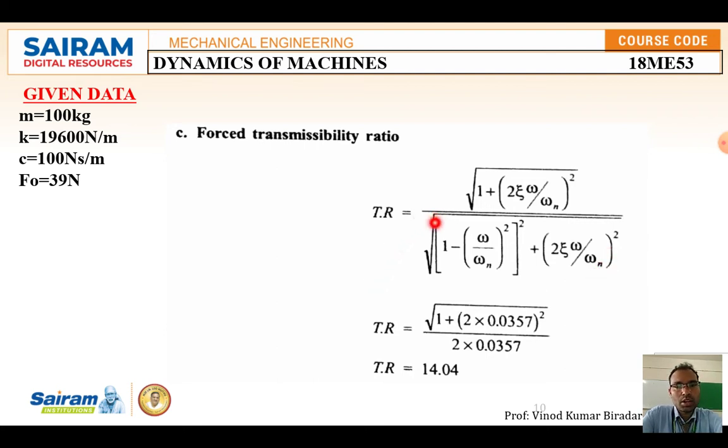The formula is TR equal to square root of 1 plus (2 zeta omega by omega n) whole square, whole divided by square root of (1 minus (omega by omega n) whole square) whole square plus (2 zeta omega by omega n) whole square. Substitute all the values here and you get a transmissibility ratio of 14.04. So this much of force is transferred from that one component to the other, that is the ground level. Like this you have to solve the numerical problems on forced vibration.